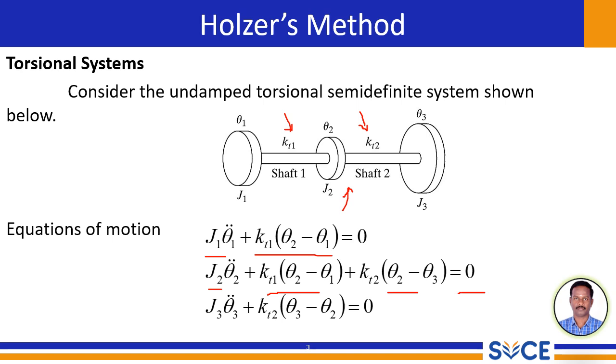The same way we get the third equation for the third disc. The inertia torque is J3 theta 3 double dot, that is, theta 3 double dot means acceleration torque, plus the J3 disc is connected with stiffness kt2. The stiffness force is kt2 into (theta 3 minus theta 2) equal to 0. So these are the three simultaneous equations of motion for the discs given here. Next we will see how to identify the natural frequency using the Holzer method.